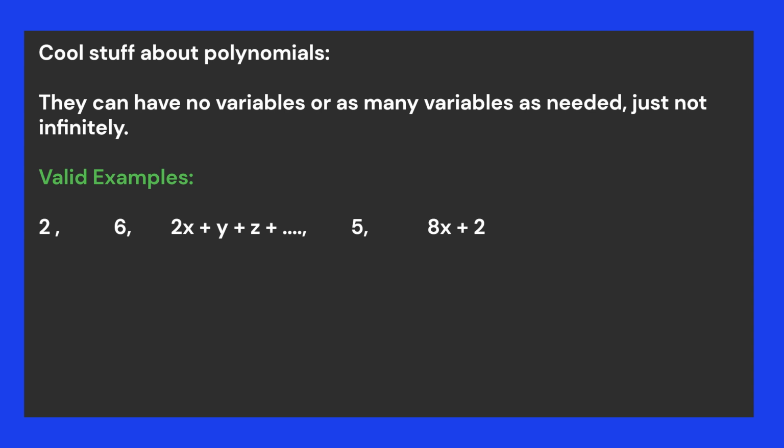Some cool stuff about polynomials. They can have no variable, or as many variables as needed, just not infinitely many. That means a number like 2 is still considered a polynomial.